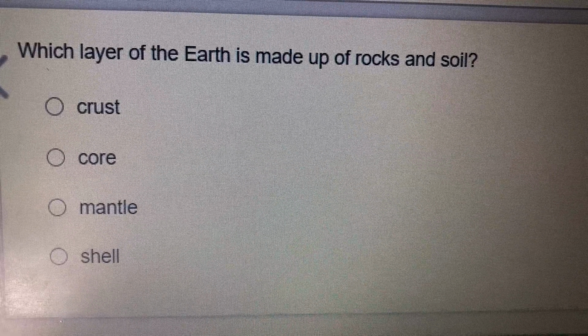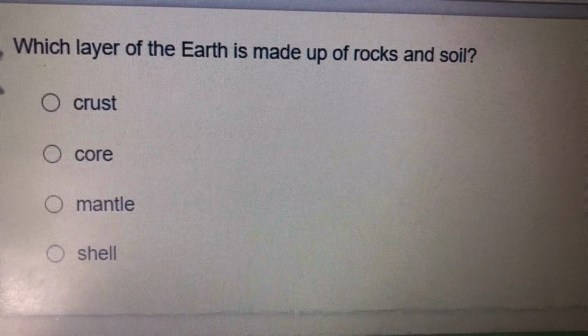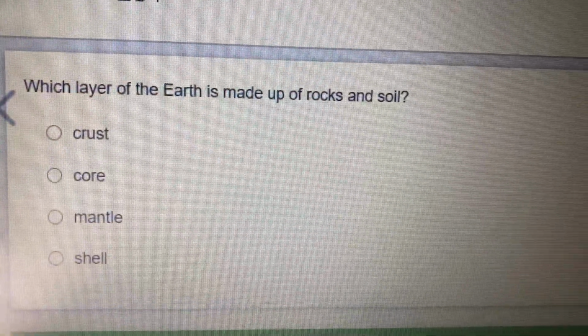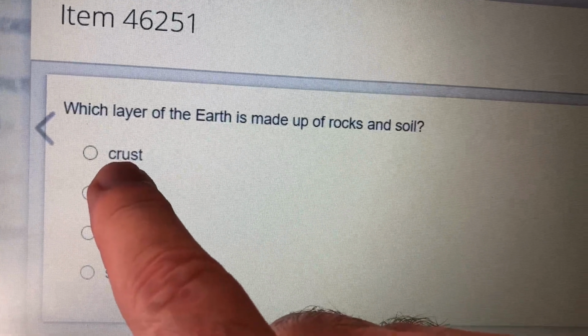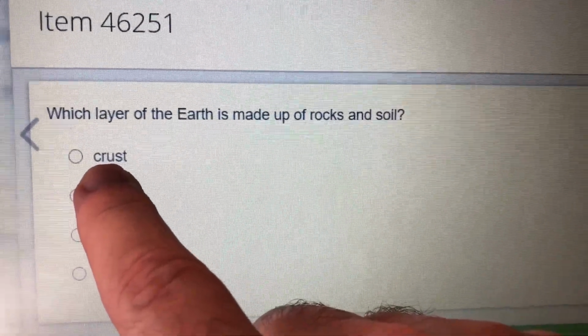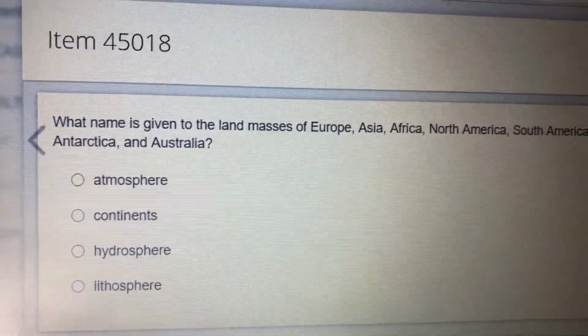Maybe your teachers can let you talk to a friend about it or have small groups. If you are at your house by yourselves, you will have to just think about it all by yourself with me, right? And if you are in the classroom and your teacher allows, you can be with a couple of friends discussing the right answers to this question. Which one is made of rock and soil? It is the crust. The crust. I hope that you got that one right. Let's move on to the next question.